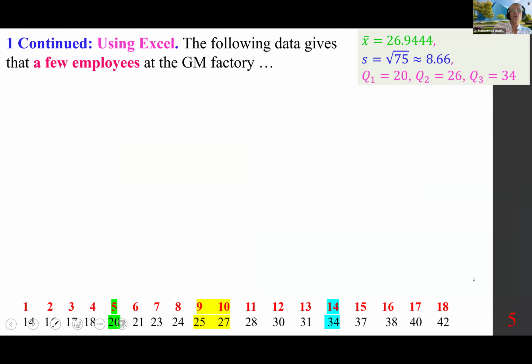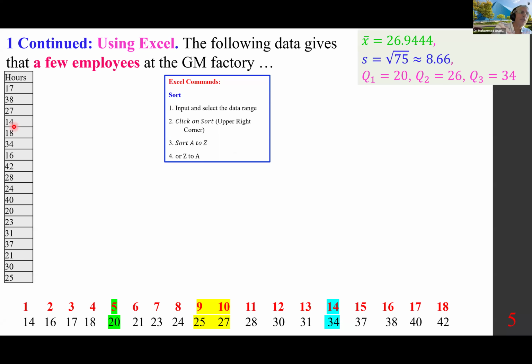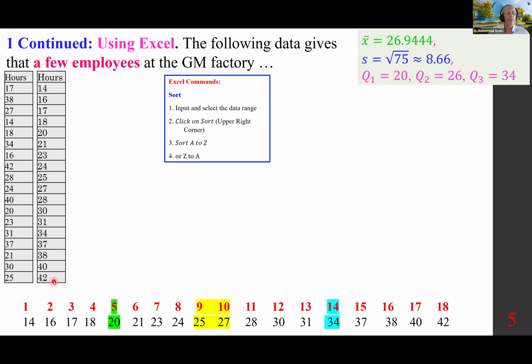We're going to continue with the same question, the same information. And if you were to use Excel to do the math, again, I give you some of the commands as I come across them. So the Excel commands: sort, input and select the data range. Click on sort in the upper right corner, sort A to Z or Z to A. This is something most students have already used. So you put the data somewhere, this is hours, this is the data. You choose the data and click sort from A to Z, and it gives you what we have here, sorted data.